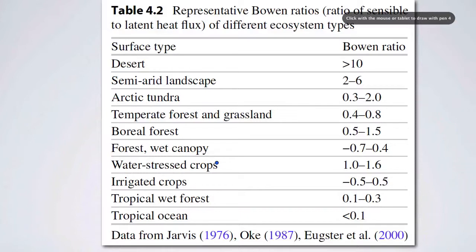Now the authors give a table 4.2, which is representative Bowen ratios, again the ratio of sensible to latent heat flux, and we showed this in the diagram earlier, but a desert is going to have a really high Bowen ratio because there's a lot of sensible heat that's produced, but because there's not a lot of evaporation or transpiration, very low latent heat flux, so they have 10 times more energy goes into heating the air than evapotranspiring. In contrast, something like irrigated crops or tropical wet forests have Bowen ratios that can be somewhere in the order of 0.1, where 10 times more energy goes into vaporizing water than it does to heating the air.